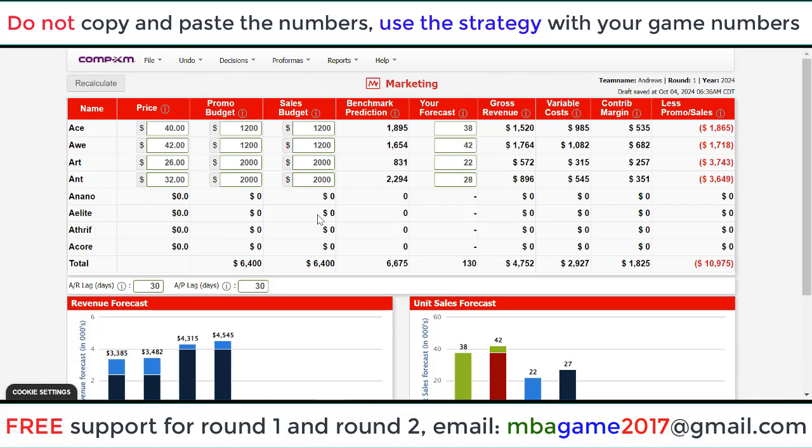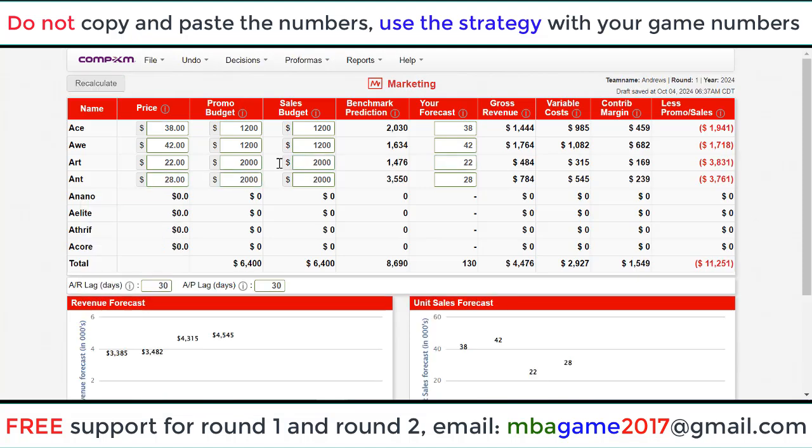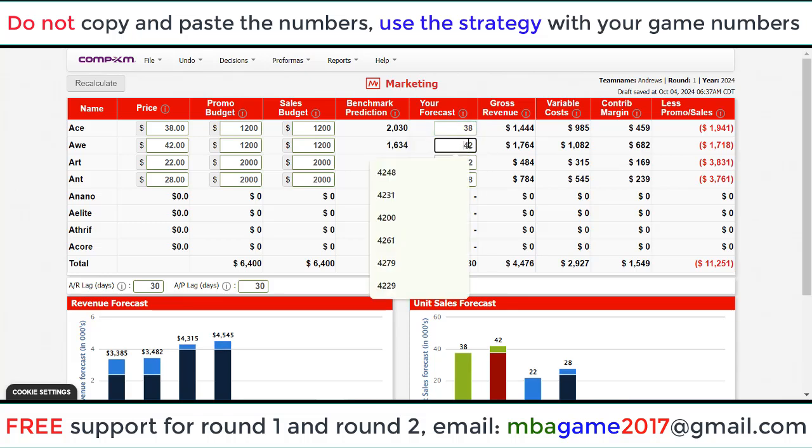If you are listening to this, I think that you can win the game with the top result. So we put the price here. Sorry, the price put here, right? 38, 42, and 22, and 28 here, right? So you get that. And now it's our job to calculate the sales forecast here, right? The sales forecast here. I show you in the next video.